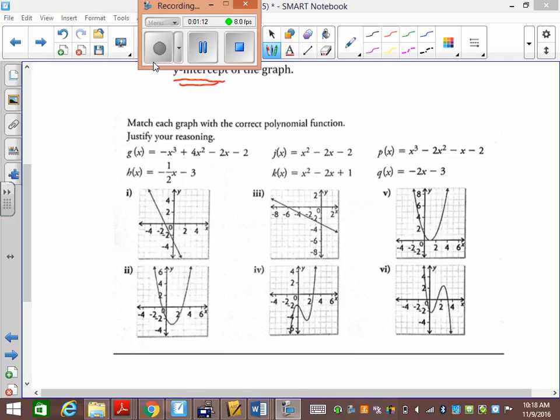Okay, I'm going to do the x cubed ones first. So G or P are the x cubed ones. So that's going to either be 4 or 6, right? They both have y-intercepts of -2, so that doesn't narrow it down at all. But there is something that gives it away. Pardon? Yes, the leading coefficient. So g of x is negative, so that means it's down on the right. So this one's g. P of x has a positive 1, so it's up on the right.